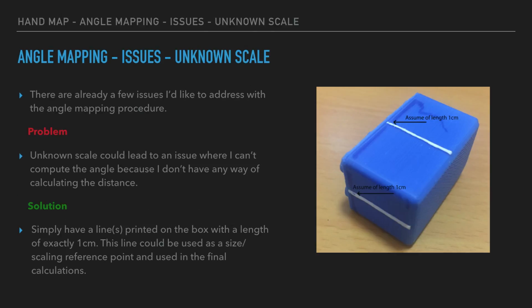I'd like to briefly address some of the problems I know I'm going to have to deal with throughout the angle mapping problem. The first being an unknown scale, which leads to the issue where I can't compute angles because I don't have any accurate way of calculating distance. My solution is to simply have a line or a marker printed on the side of the box with a measurement or a length of exactly 1 centimeter. This line can be used as a size or scaling reference point to be used in the final calculation.